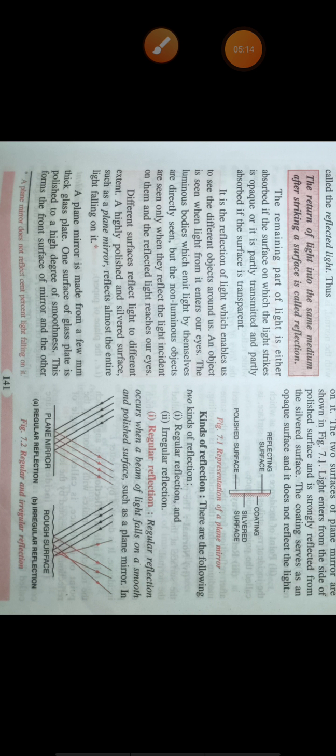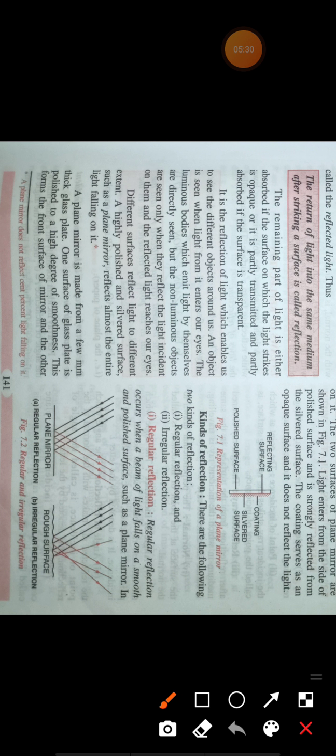Irregular reflection means, when light strikes a rough surface, for example, your book, or your bed, or the walls of a room, which are rough surfaces, then light is reflected in all the directions. This kind of reflection is called irregular reflection. Here you can see the parallel beam of light falling, but the reflected rays are not parallel. They are reflected in all the directions.